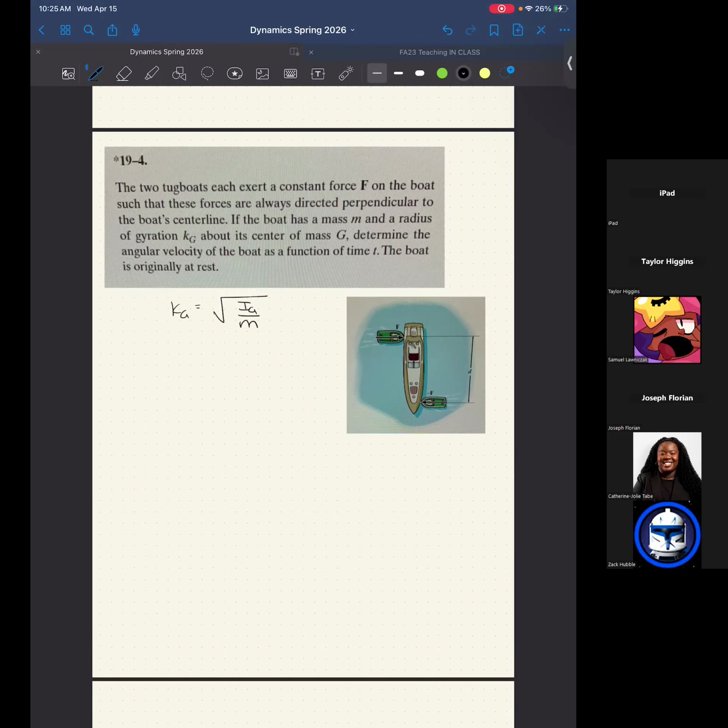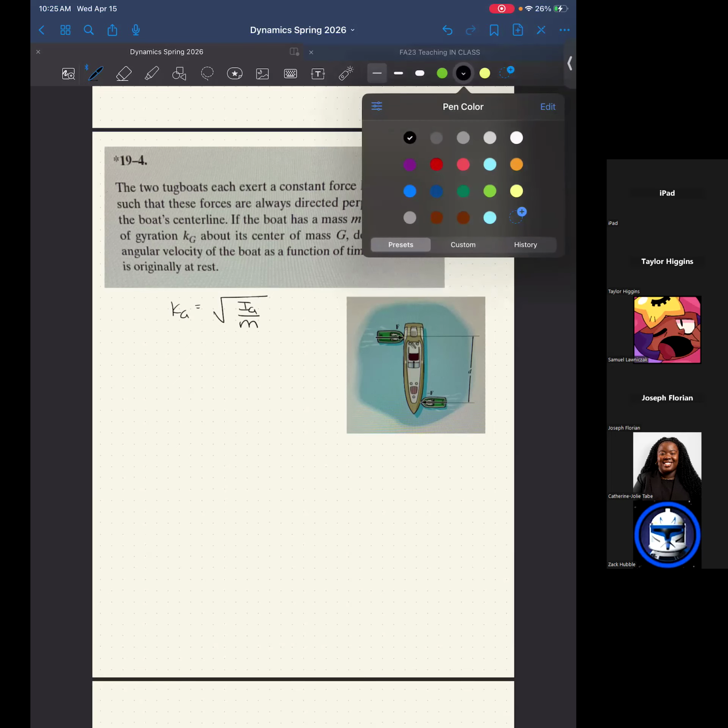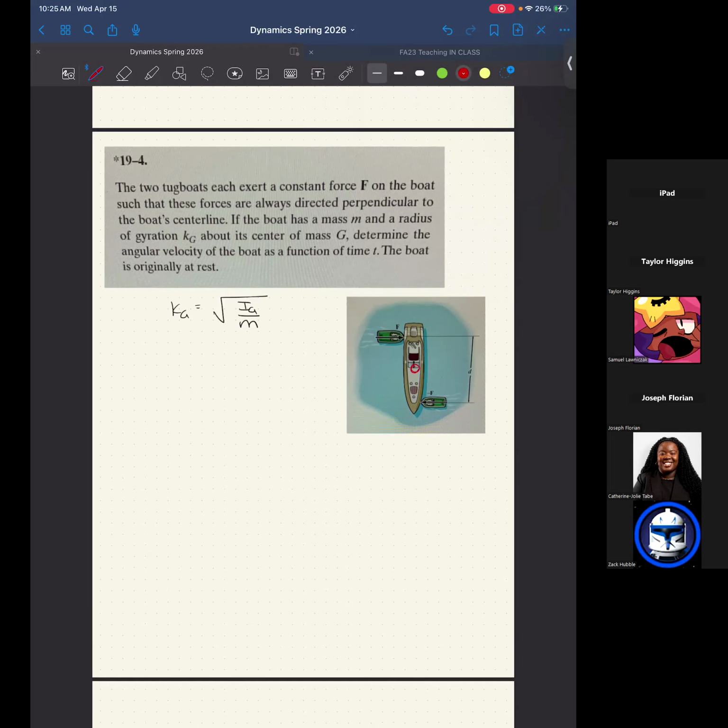One thing I don't like about this problem is they really needed to show you that the center of mass of the boat is directly in the middle. What's the distance between each boat? We're just assuming it's half. It's D. So from F to G is 1/2 D on either side.